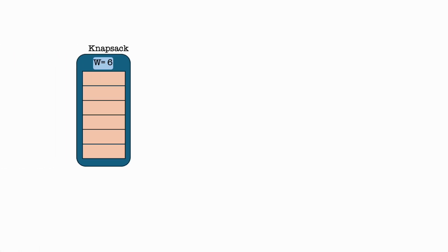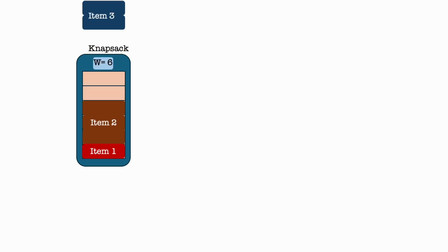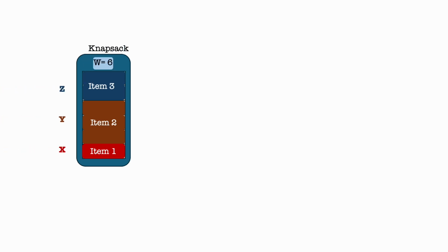Let's say we have a knapsack with a capacity 6. We have multiple items available, but we achieve the optimal result, or in other words, the maximum total value by including item 1, item 2, and item 3 in the knapsack. The values of items 1, 2, and 3 are x, y, and z, respectively. Therefore, the total value of the knapsack is x plus y plus z.